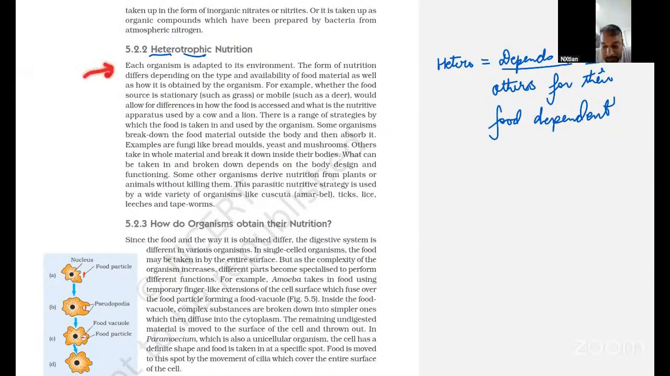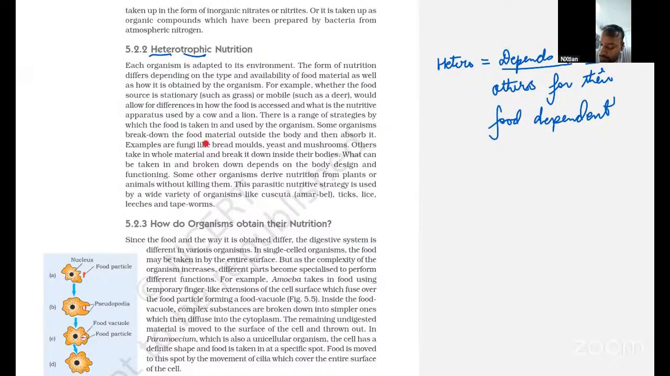This organism is adapted to its environment. The form of nutrition differs depending on the type and complexity of food intake as well as how it is absorbed by the organism. For example, the food source may be stationary, such as grass, or mobile, such as a rabbit. Also, there is a range of strategies by which food is taken in by different organisms.